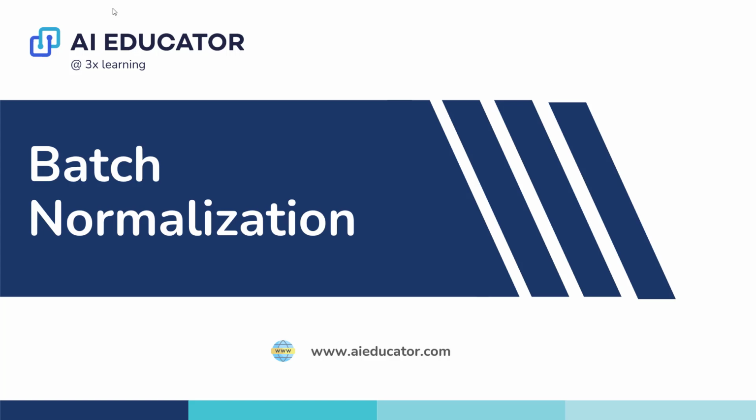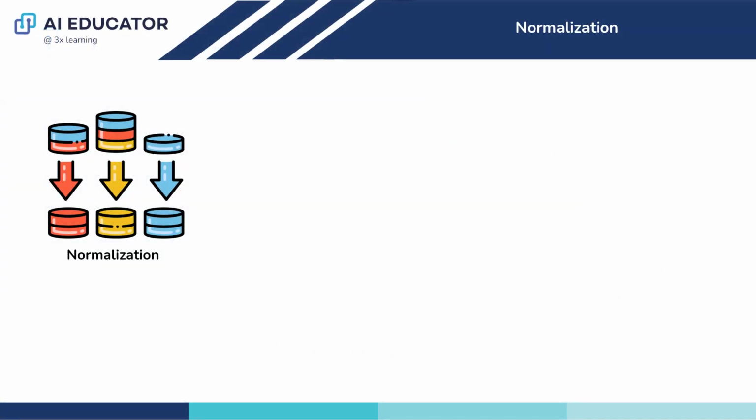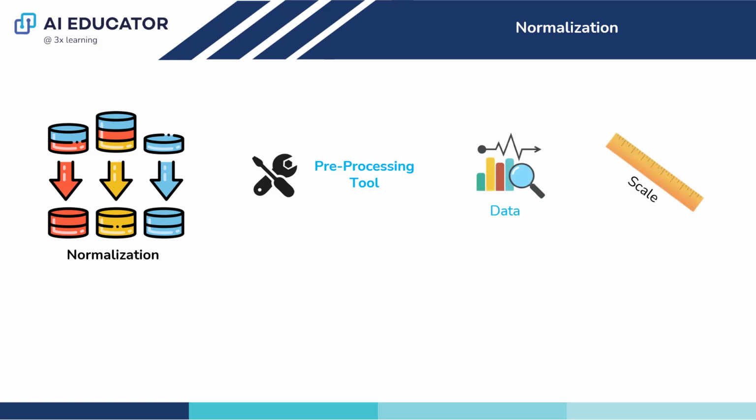Before we go into batch normalization, let us understand normalization. Normalization is a data pre-processing tool used to bring the numerical data into a common scale without destroying its shape. Normalization is used to scale the data of an attribute so that it falls into a smaller range, such as -1 to 1 or 0 to 1.